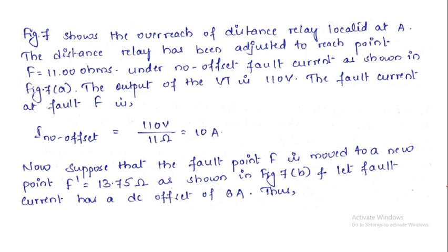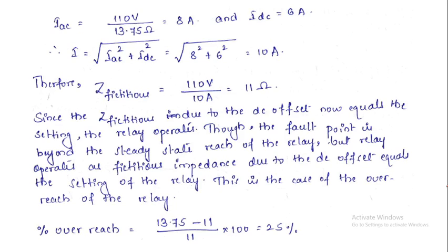Now suppose that the fault point F is moved to a new point F dash, that is 13.75 ohm, as shown in figure 7b, and let the fault current have a DC offset of 6 amperes. Now we are considering the effect of DC offset also, that is 6 amperes. Thus I AC, the pure alternating quantity, how much is flowing? 110 divided by 13.75, which is nothing but 8 amperes, and how much additional DC offset has been introduced? 6 amperes. Actual current is 8 amperes, but an additional 6 amperes of current is present.